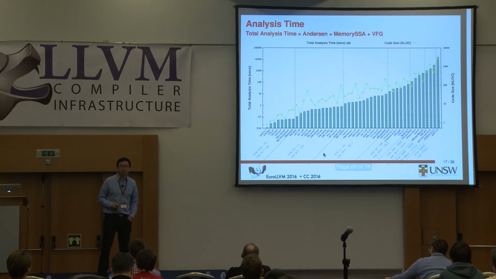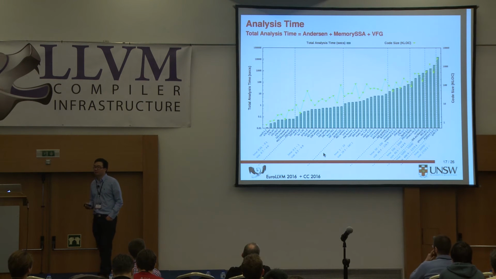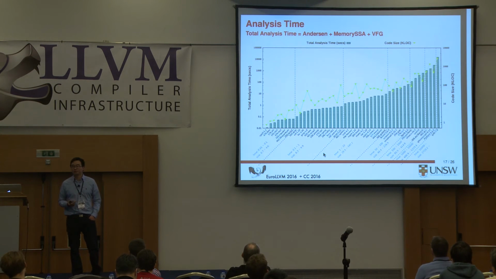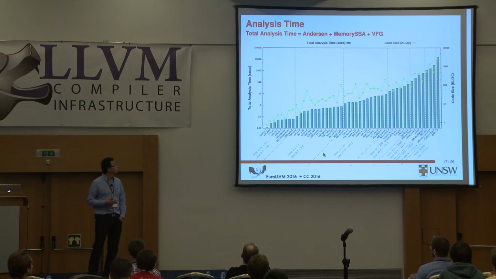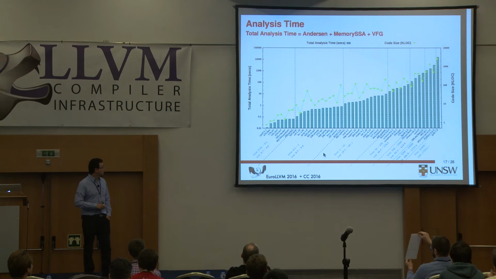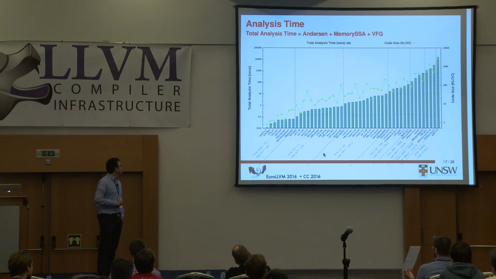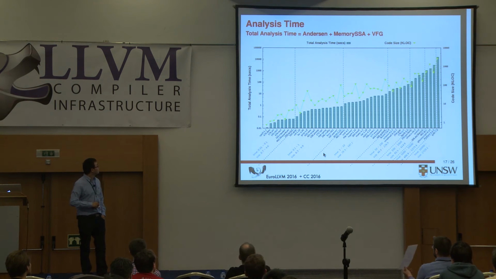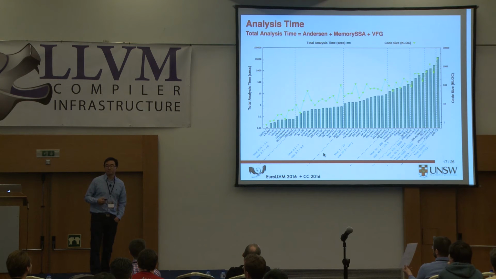This graph shows the analysis time of the benchmarks we have evaluated. The total analysis time includes Andersen analysis time, memory SSA, and the value flow construction. On the x-axis, it shows the names of the 35 benchmarks we have used. The blue or green bar here shows the analysis time in seconds, and the green dots show the code size of each benchmark. We can see generally when the size of a program grows, the analysis time increases.